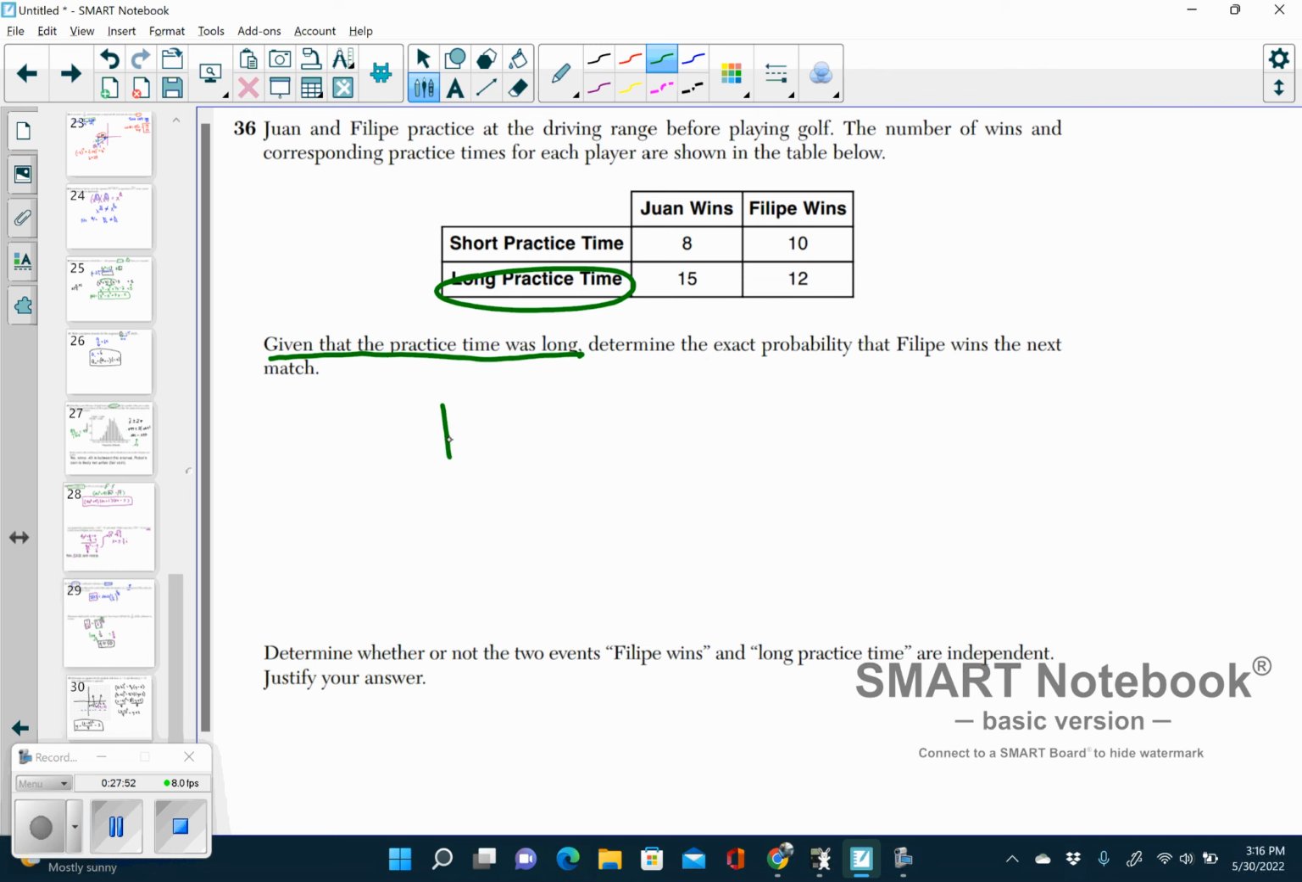So we're looking for the probability that Felipe wins the next match, that he wins, given, so the symbol for given is a line, that the practice time was long. So a long practice time. The formula for a given is going to be the probability of both Felipe winning and long practice time divided by whatever the second one is.